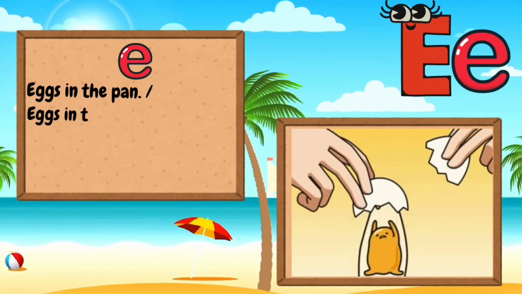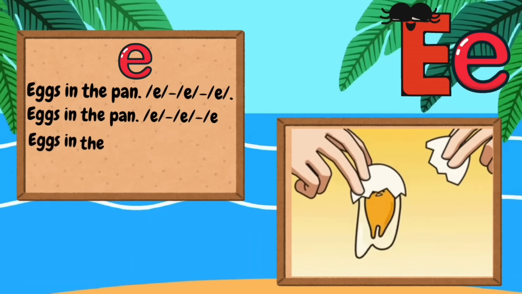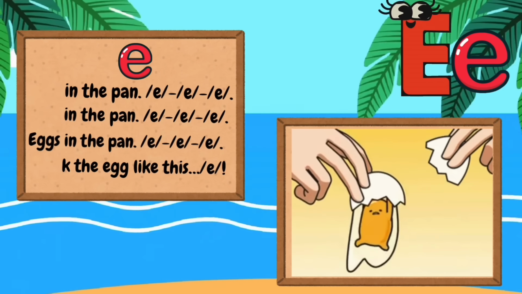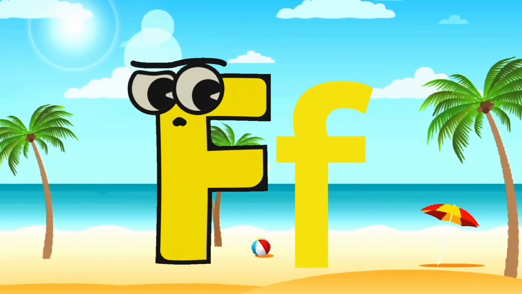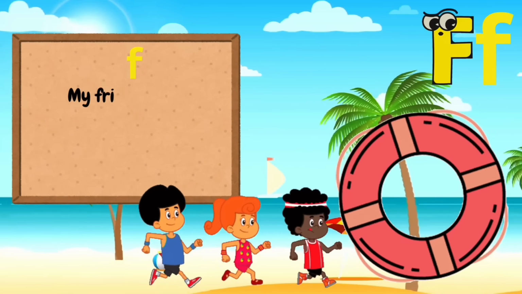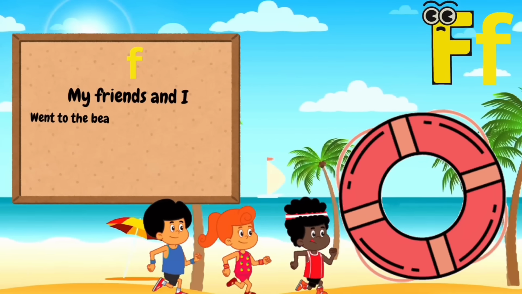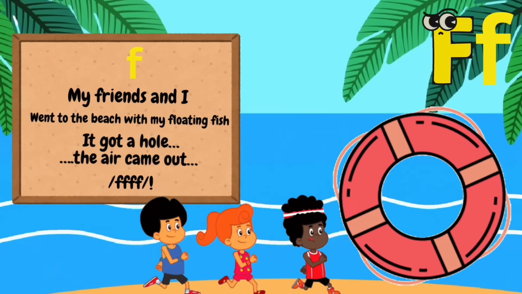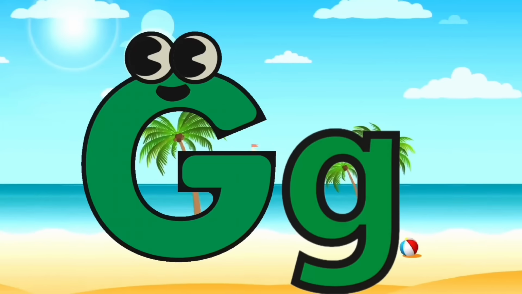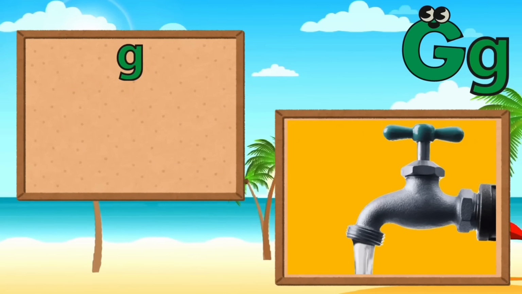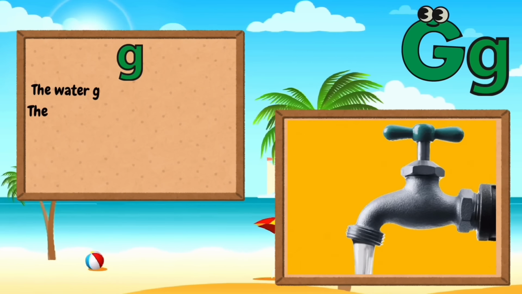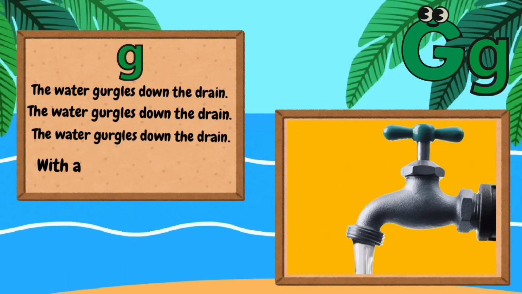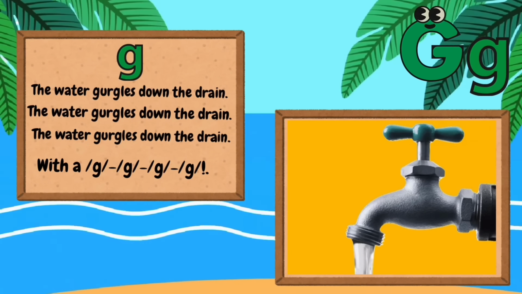Eggs in the pan, eh eh eh. Crack the egg like this. My friends and I went to the beach with my floating fish. It got a hole, the air came out. G, g. The water gurgles down the drain with a goo goo goo goo goo.